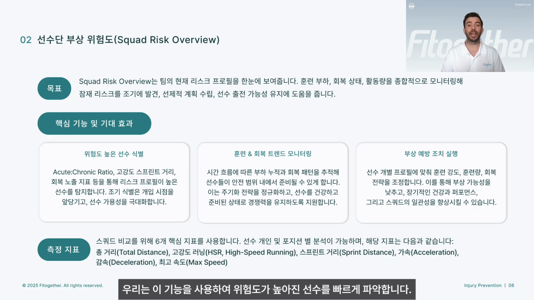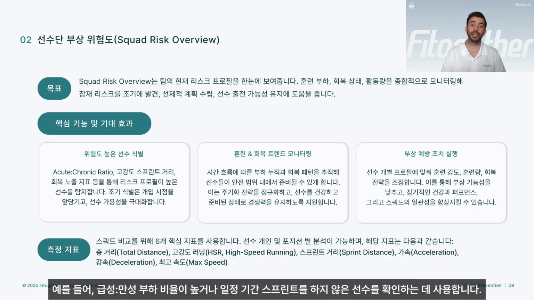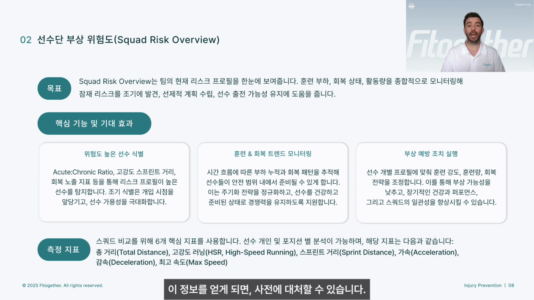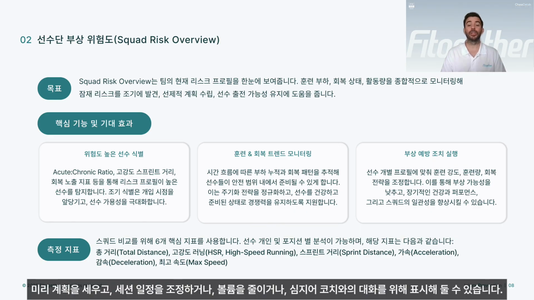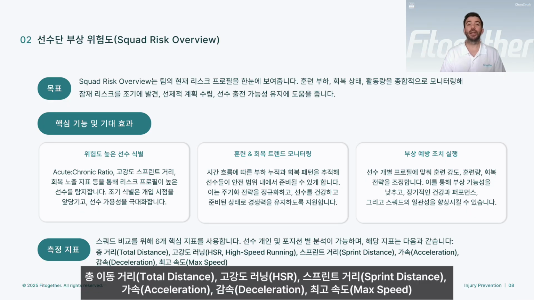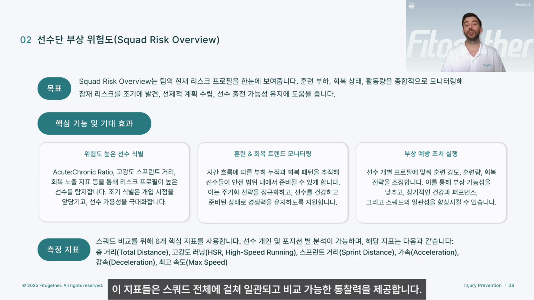We use it to quickly identify players showing elevated risk profiles, maybe their acute chronic ratios are high, or they haven't sprinted in a period of time. It also helps us monitor how workloads are trending over time. Once you have this information, you can be proactive, plan ahead, adjust sessions, reduce volume, or even just flag a conversation with a coach. The system uses 6 key metrics: total distance, high-speed running, sprint distance, accelerations, decelerations, and max speed, giving you consistent, comparable insight across the squad.